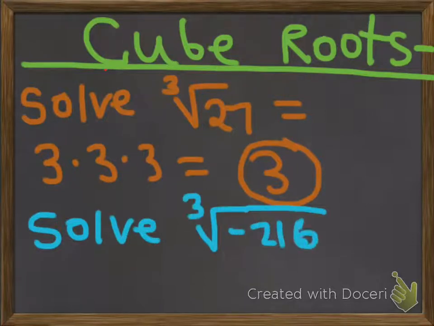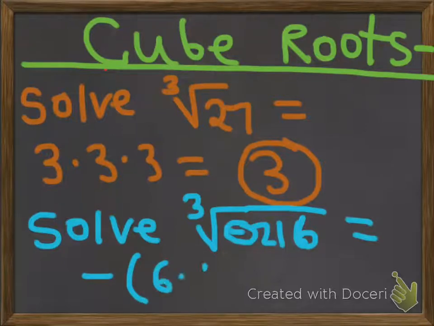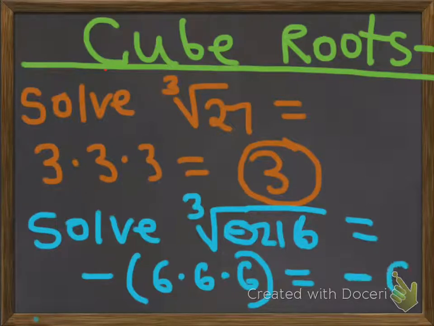Solve the cube root of negative 216. Now this is the rule. Whenever there's a negative sign in the radical, make sure that your answer is negative. So now that you know that, you have to just find out what 3 numbers can be multiplied together to get 216. Well, you might already know that the answer is 6. So 6 times 6 times 6 is 216. That gives us an answer of negative 6.